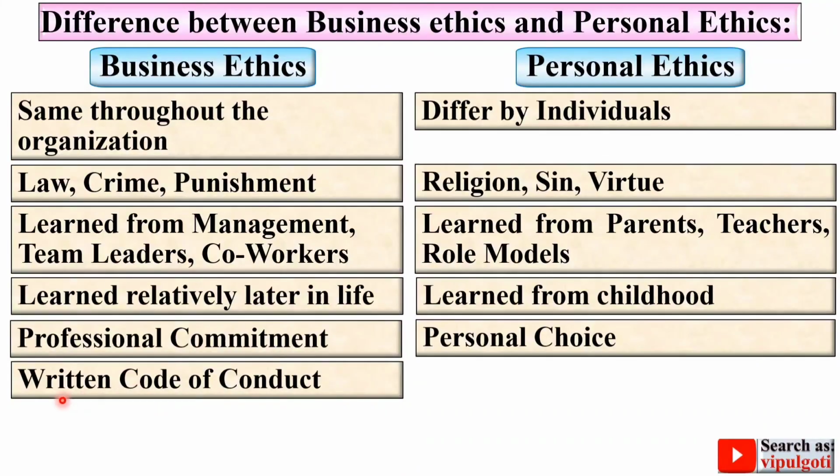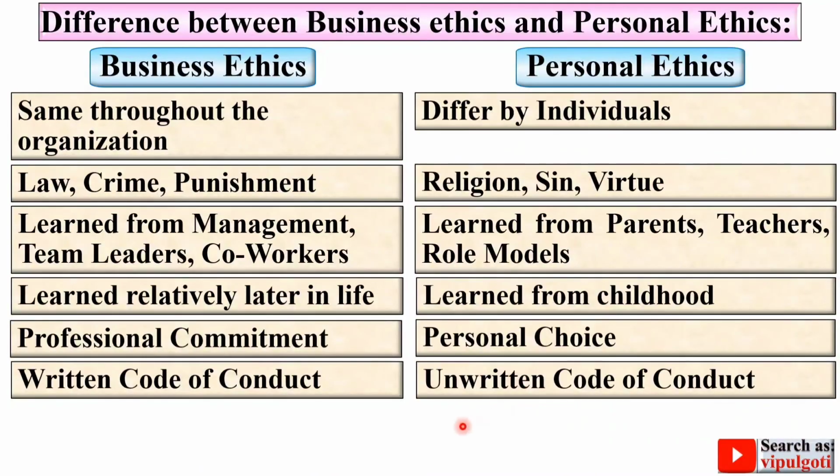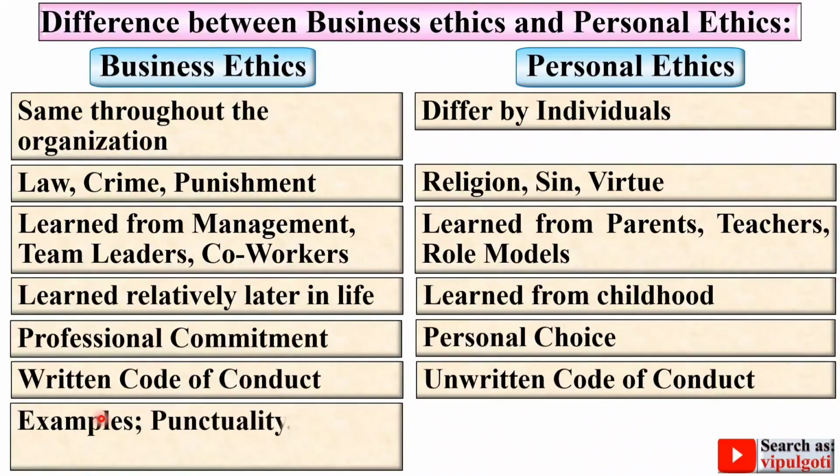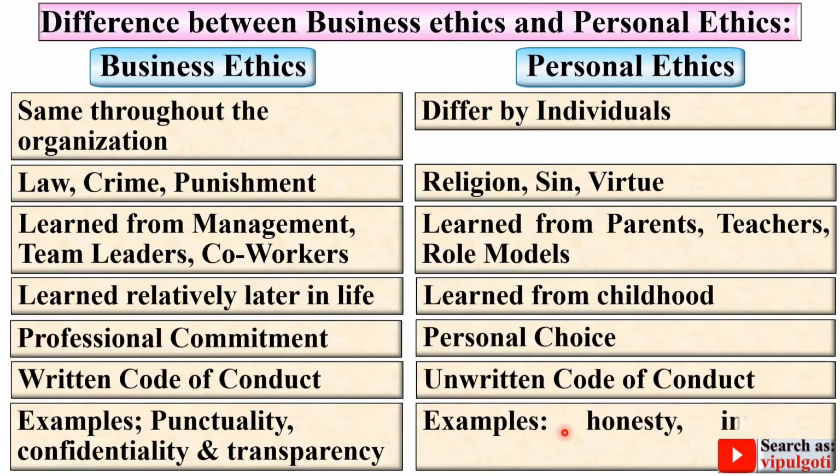Business ethics is related to a written code of conduct. Say for example, if you are a doctor, then there is a special code of conduct that is written for doctors. Similarly, there is a special code of conduct for the nurse, etc. But for personal ethics, there is an unwritten code of conduct. Examples of business ethics are punctuality, confidentiality, and transparency. Examples for personal ethics are honesty, integrity, sincerity, etc.